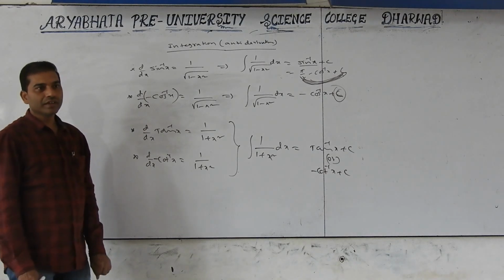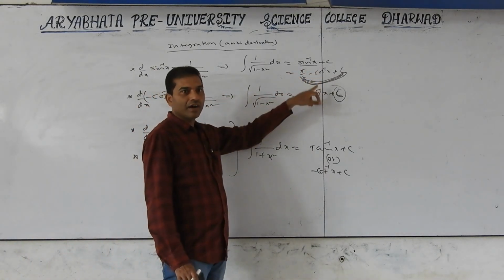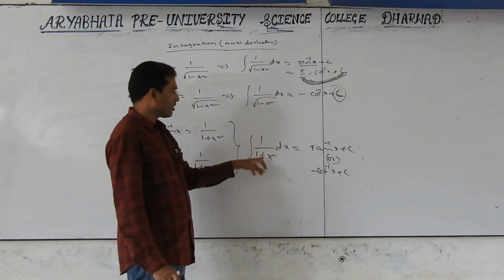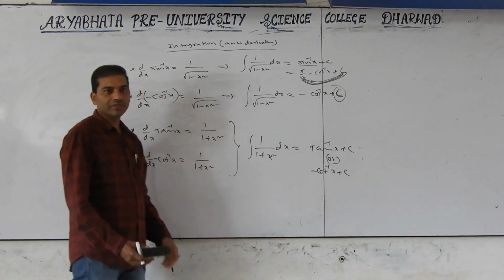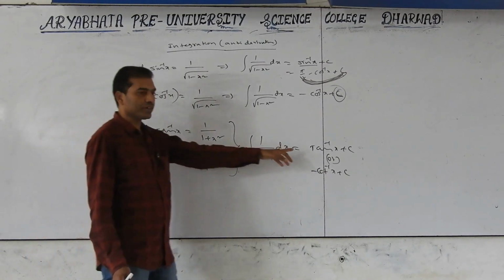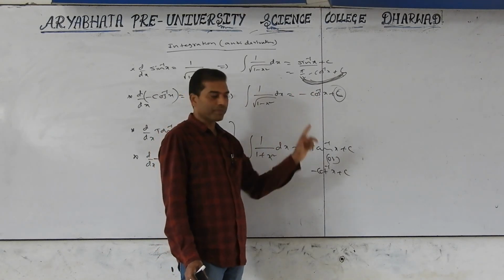Are you following? Integration of 1 by root of 1 minus x square equal to sin inverse x or minus cos inverse x. Integration of 1 by 1 plus x square equal to tan inverse x or minus cot inverse x. This is also for inverse trigonometric functions only. Tan inverse x plus cot inverse x equal to pi by 2 from that property.